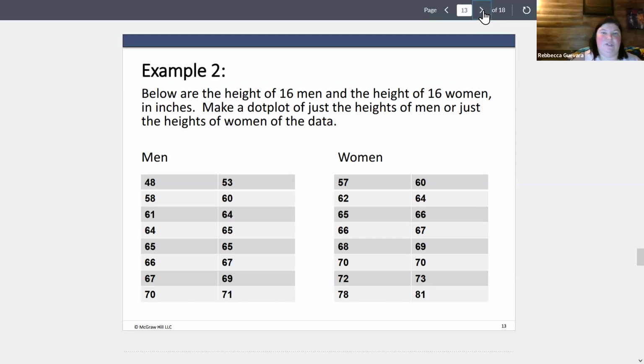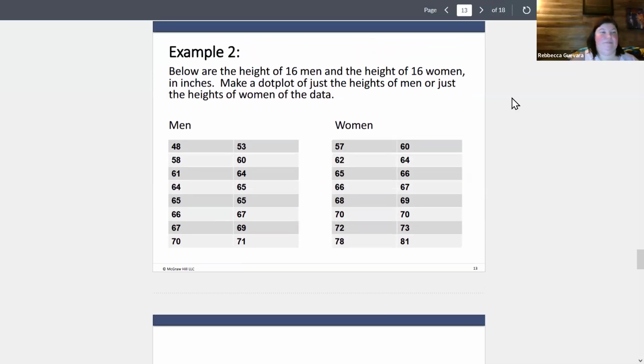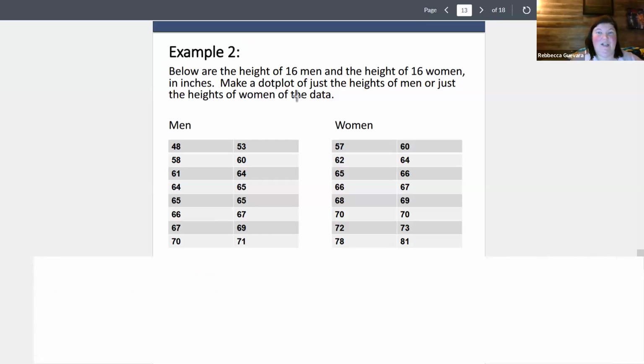Okay, so in this case, we're going to use that same data of the men and women, but we're going to make a dot plot. To make a dot plot, first we're going to put all this data together for a dot plot, just to point that out, so we're not separating it. Oh, no, sorry, just heights of men, just heights of women, and then I'm going to try to show you what it is if we put them all together.